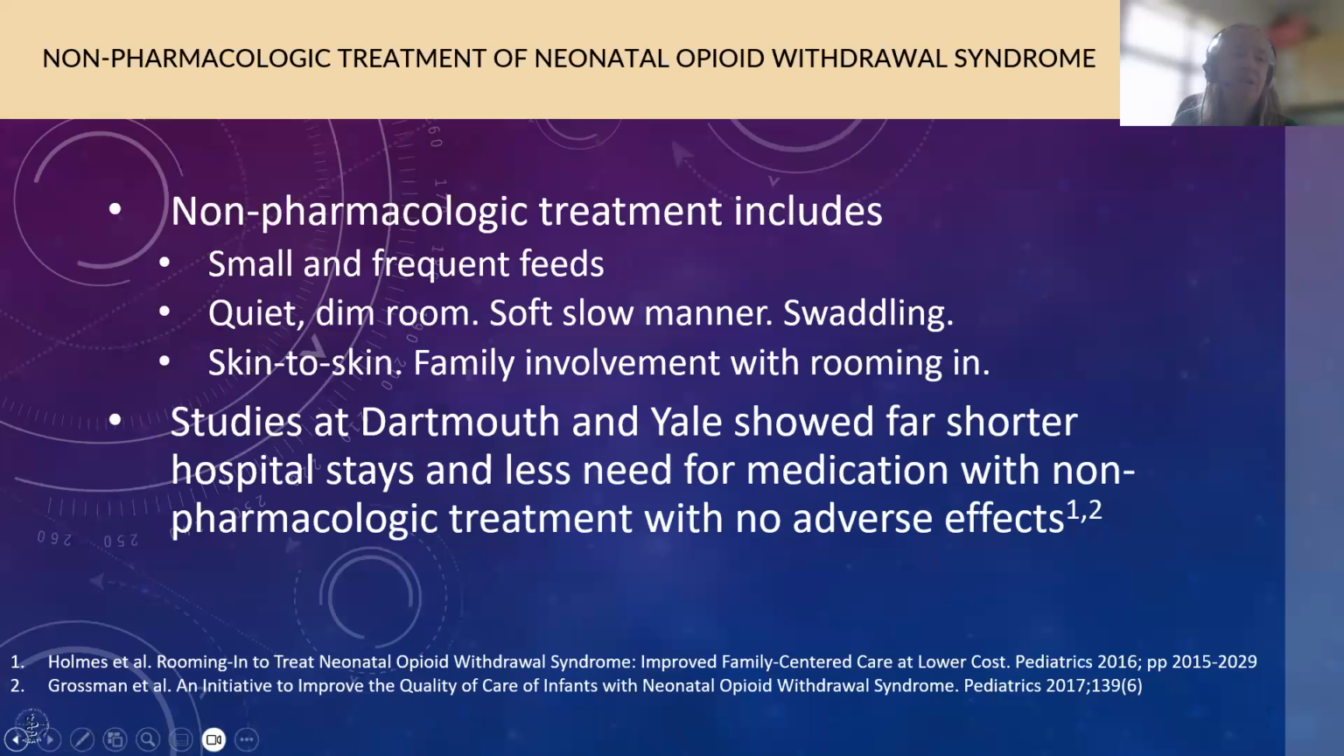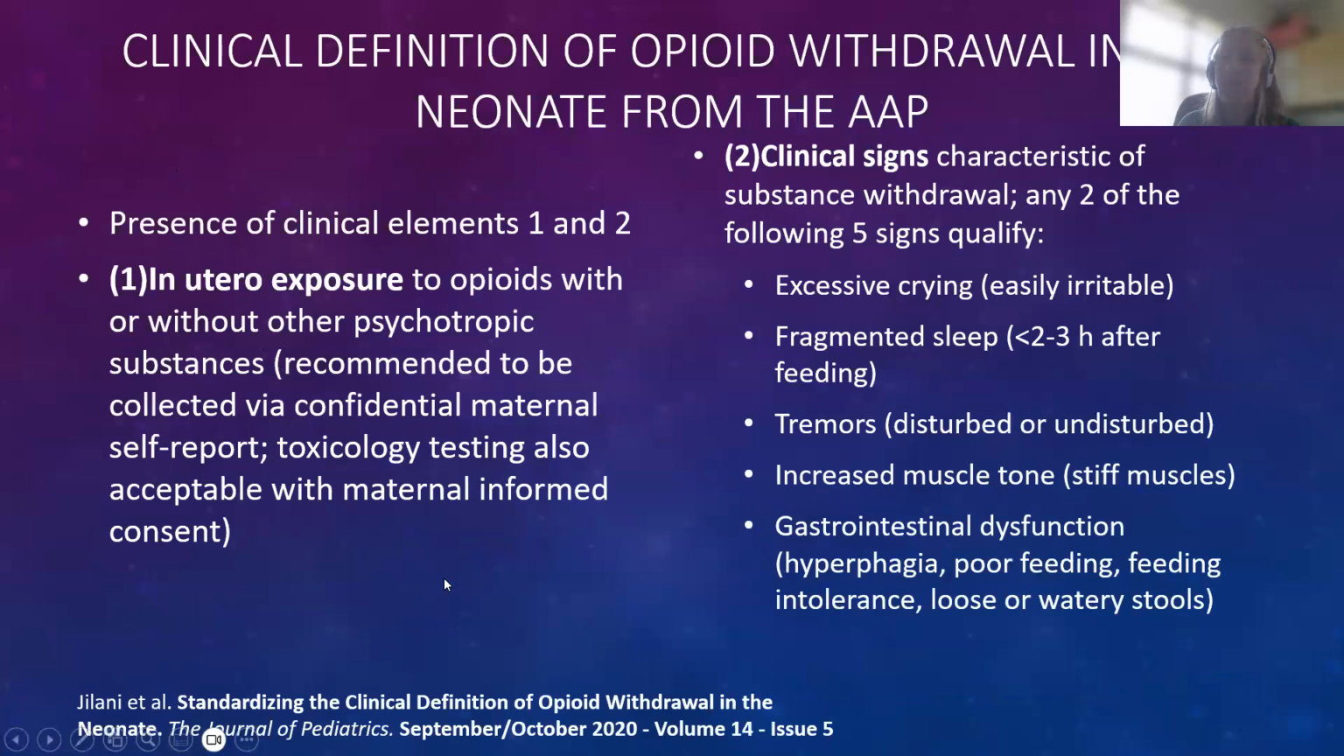All right. Clinical definition of neonatal opioid withdrawal from the AAP. They finally came up with a standard definition in October of 2020, which is really important because a lot of the studies use different definitions. So it was really hard to tell when something was actually improving outcomes. You need two things for neonatal opioid withdrawal. The first is in utero exposure to opioids, either by itself or with other psychotropic substances.